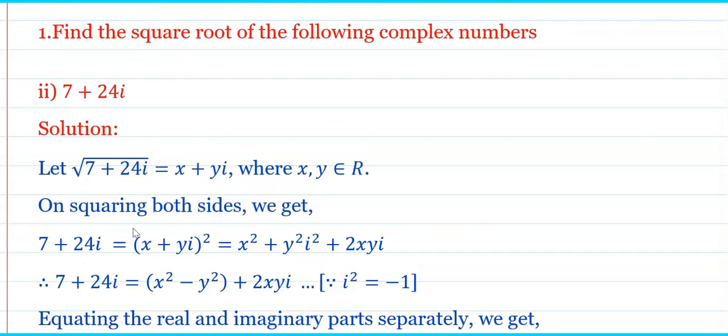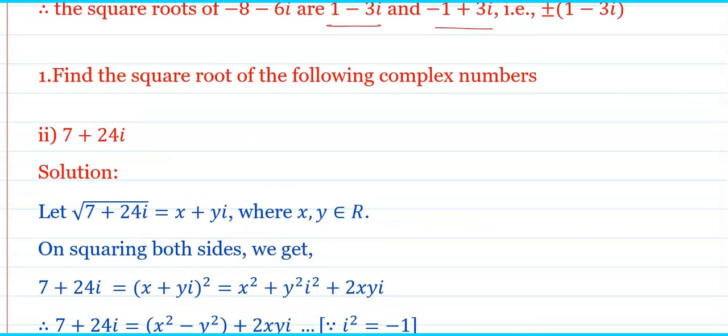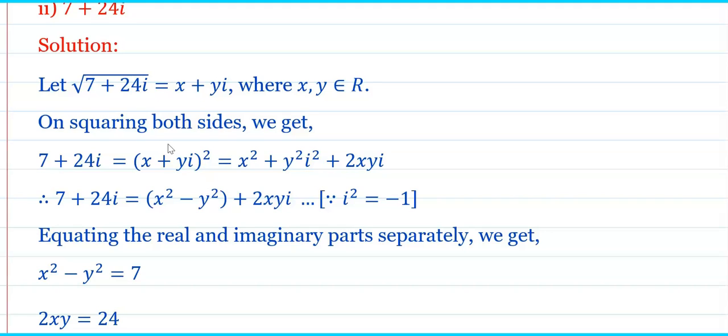Now the next example. Now the second one: find the square root of the following complex number, 7 plus 24i. Okay. Again, root of 7 plus 24i is equals to x plus iy, where x, y belong to the set of real numbers. Again squaring on both sides. If we square both sides, the square and root sign will get cancelled. 7 plus 24i is equals to (x plus iy) whole square is equals to x square plus y square i square plus 2xyi.